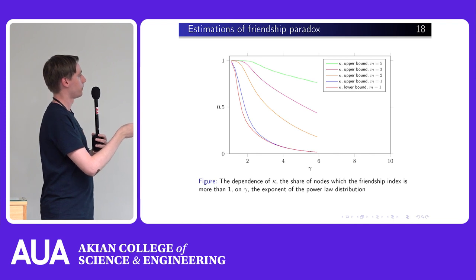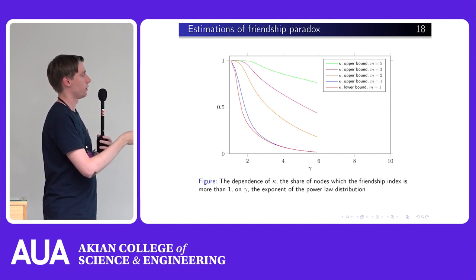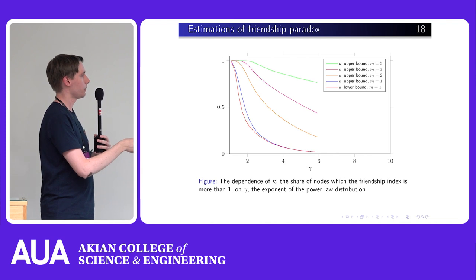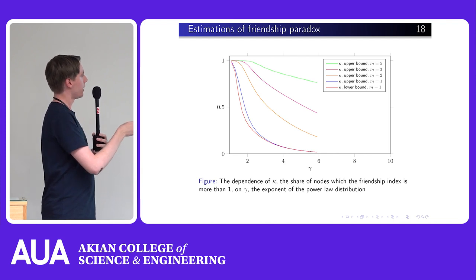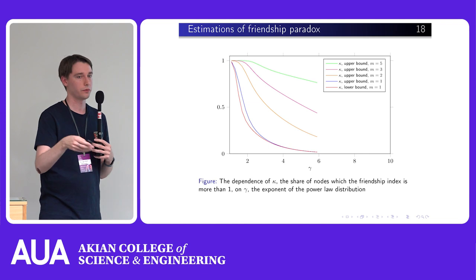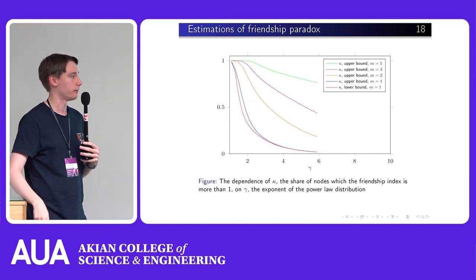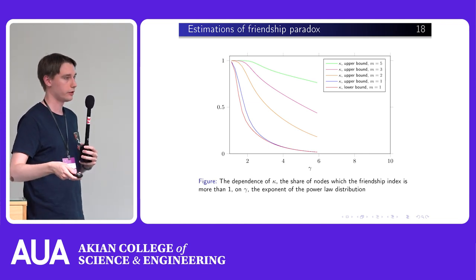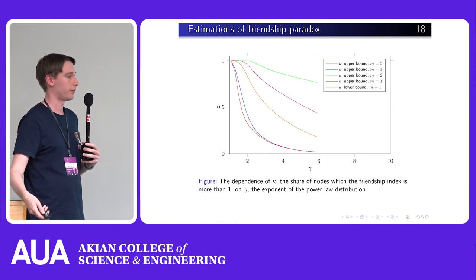The value of bounds depends on gamma, the exponent of the power law, and M, the minimum amount of nodes in the network. So this is a plot of the bounds of kappa, which is the share of nodes for which the friendship index is higher than one, or the share of nodes which have the friendship paradox.